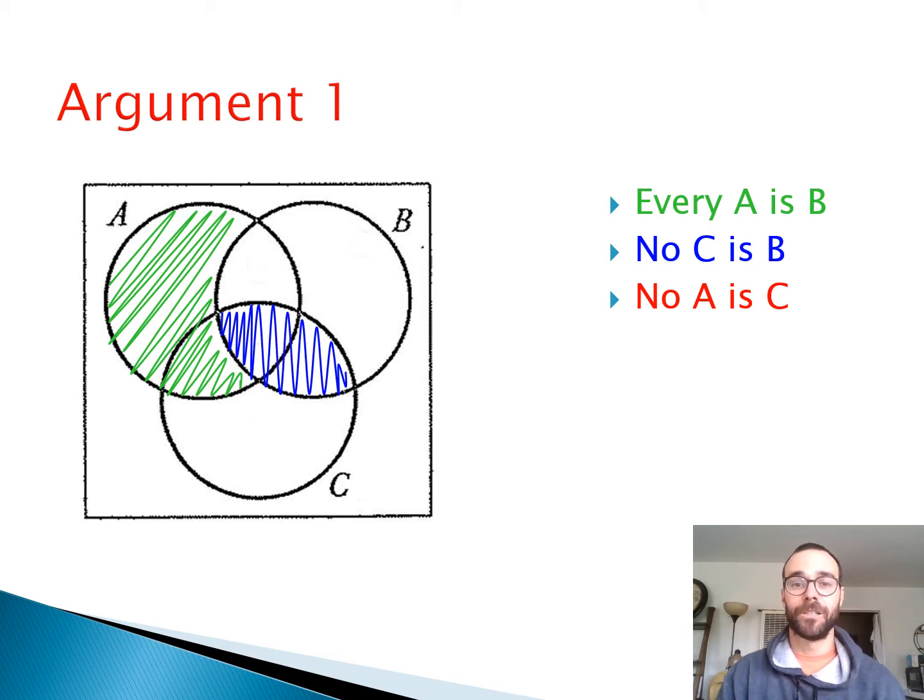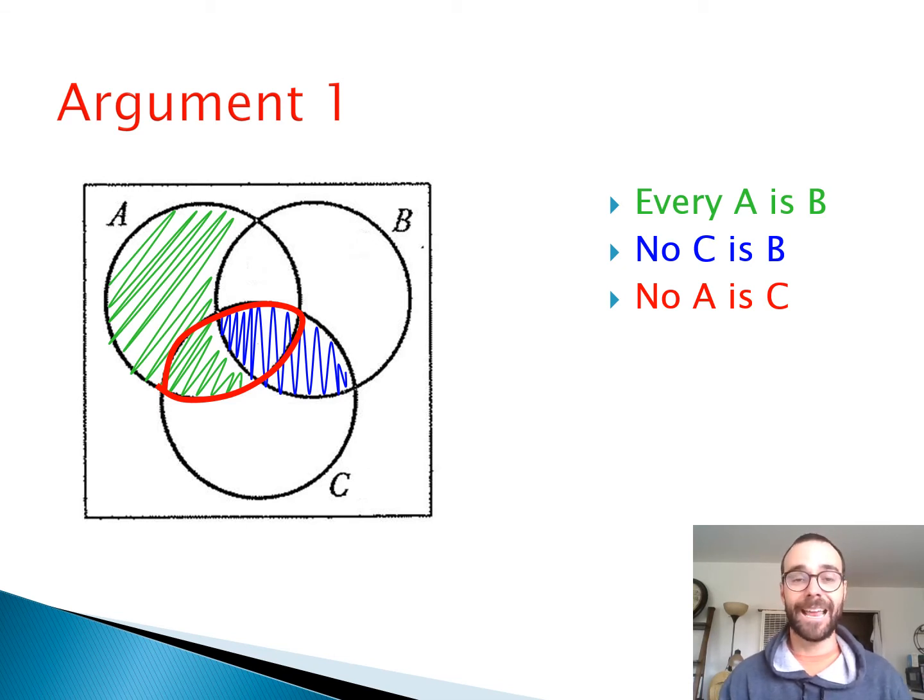All right. So now I'm done drawing my Venn diagram. I want to look at my conclusion and ask myself, is that conclusion represented? And here the conclusion is no A is C, which means there's no such thing as an A and a C together. And it turns out that this is represented because anywhere where the A and C circle overlap is crossed out, which means nothing can exist there. So it is the case that there is no A is C, so I know that my argument here is valid.